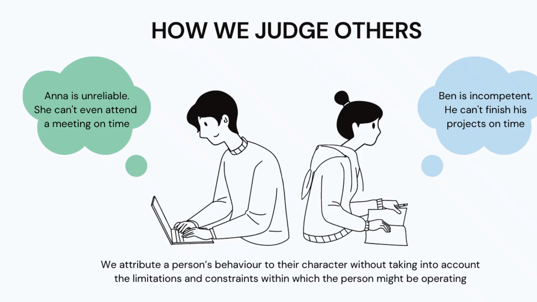So let's look a little bit further at that, how we judge others. Again, if you look at the bottom, it says we attribute a person's behavior to their character without taking into account the limitations and constraints within which the person might be operating. In other words, their situation. So the one on the left is saying Anna is unreliable. She can't even attend a meeting on time. And she says Ben is incompetent. He can't finish his projects on time. So they're both assuming that these are internal factors, even when there might be situations that are contributing to these issues.